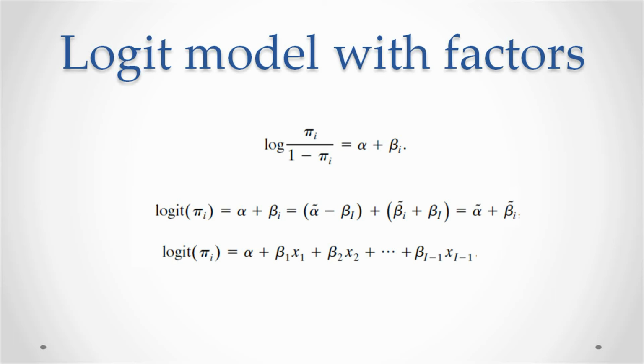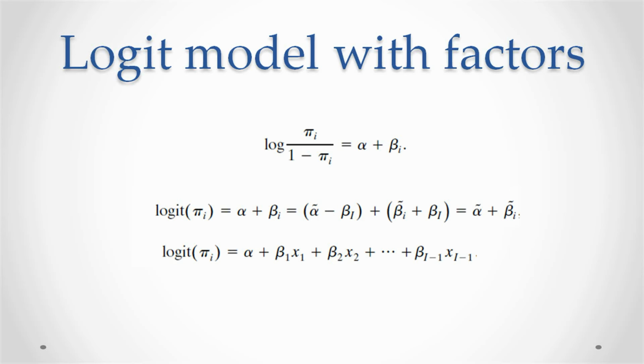So this resembles the ANOVA model. Now, of course, as for the standard ANOVA model, we can have many reparameterizations of this. For example, we could also reparameterize as logit of pi equal to alpha tilde plus beta tilde, where alpha is alpha tilde minus beta I, and beta I is beta I tilde plus beta I.